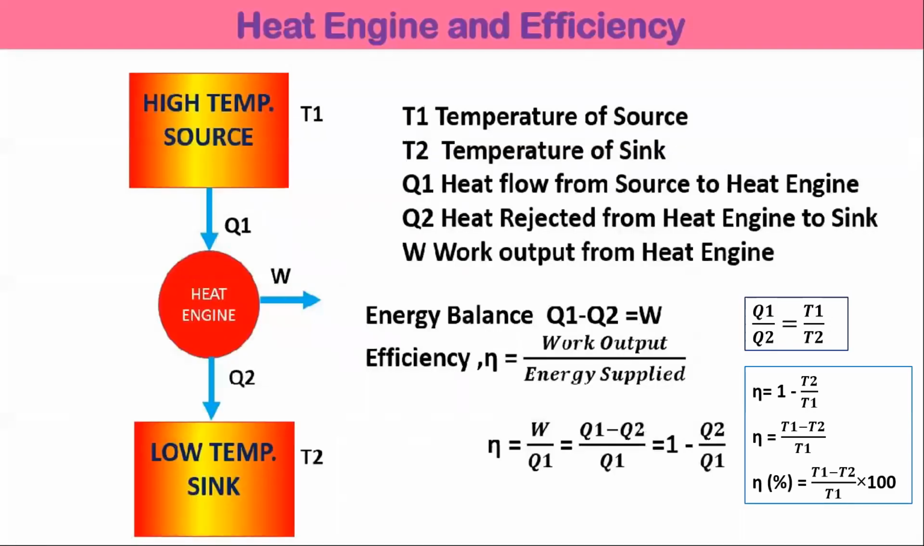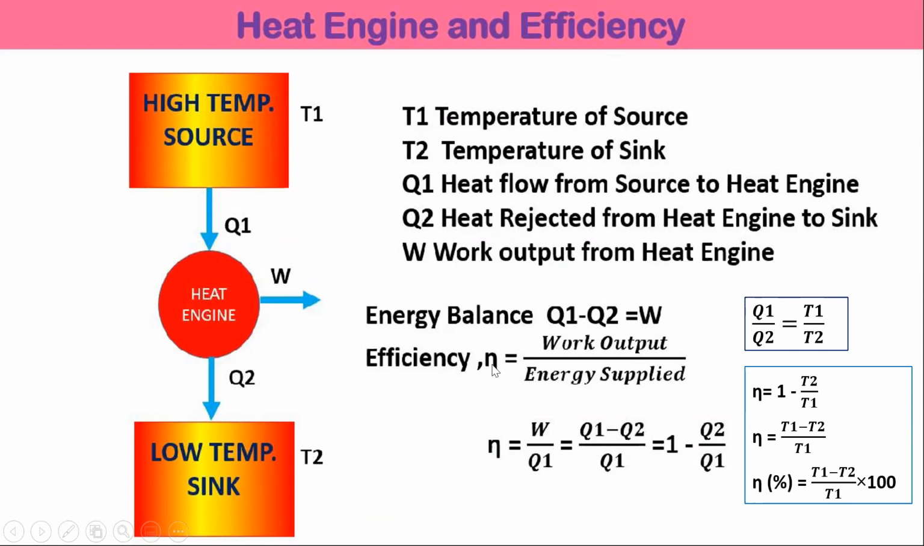Now let us see what is the efficiency of the heat engine and how to calculate it. So we saw that the temperature of the hot source is T1 and the temperature of the sink, that is at low temperature, is T2, and an amount of heat energy Q1 is absorbed. A part of it is converted to work and the rest of the energy Q2 is given back to the sink. So the balance, Q1 minus Q2, is converted to work. So Q1 minus Q2 is equal to W, or the work done.